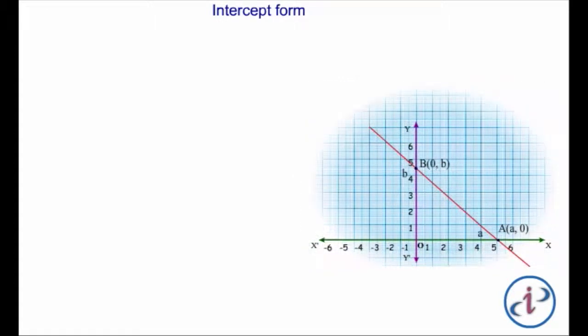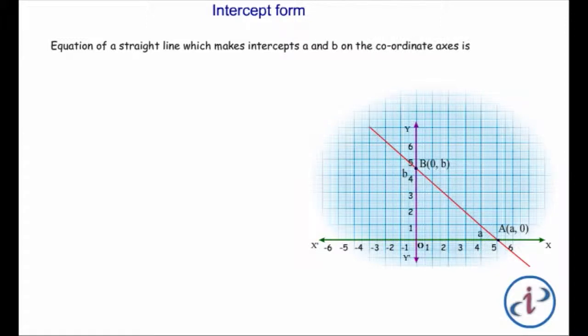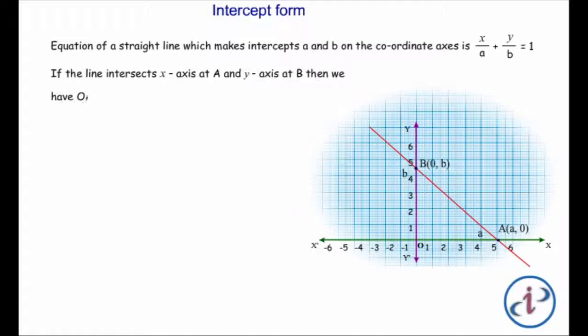Let us look at the intercepts form. The equation of a straight line which makes intercepts a and b on the coordinate axes is given by x by a plus y by b is equal to 1. If the line intercepts the x-axis at A and the y-axis at B, then we have OA is equal to a and OB is equal to b, so that A has the coordinates (a, 0) and B has the coordinates (0, b).